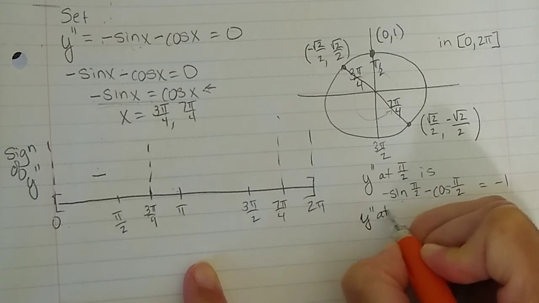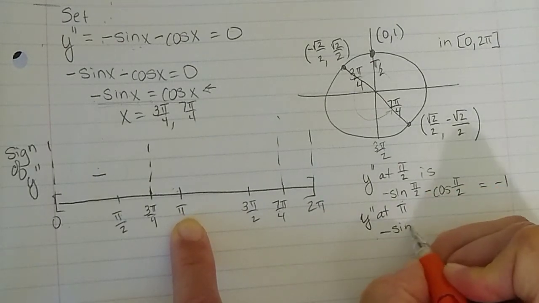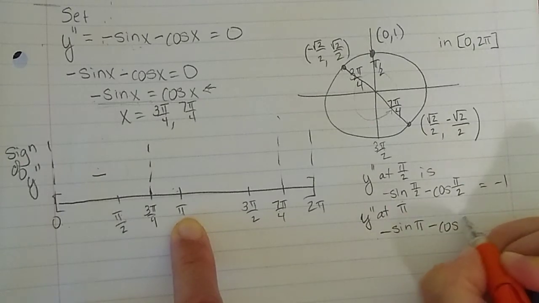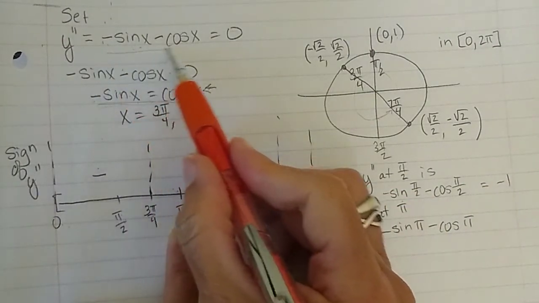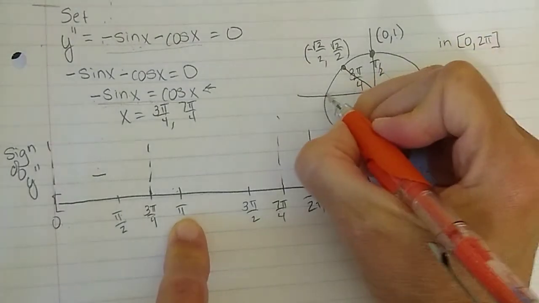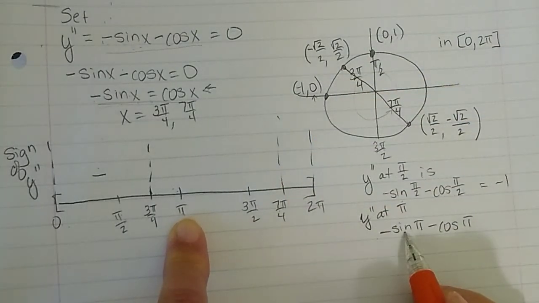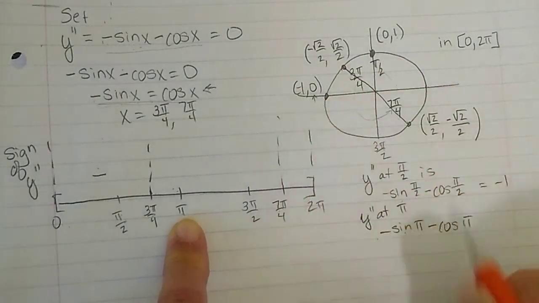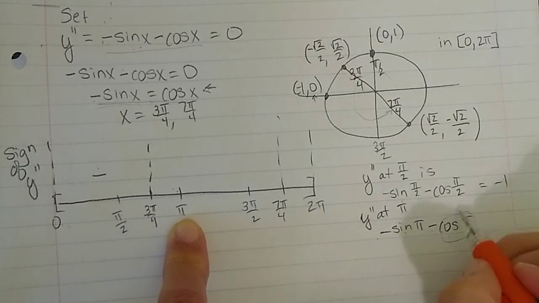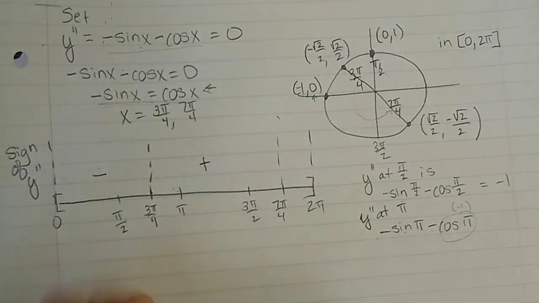Y double prime at, I'm going to pick pi in this interval, is negative sine of pi minus cosine of pi. Again, I'm using the second derivative to check this sign. Sine of pi is 0, that's the second coordinate. And cosine of pi is negative 1, but I've got a minus sign, and so that ends up being positive.